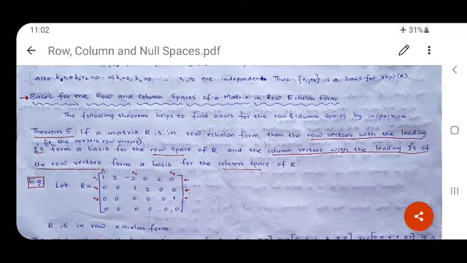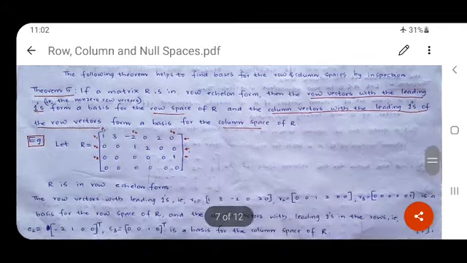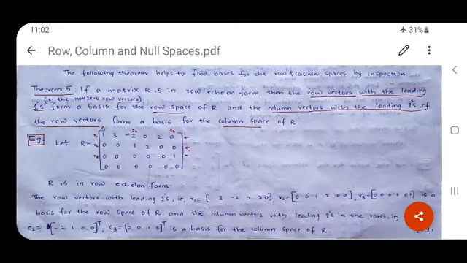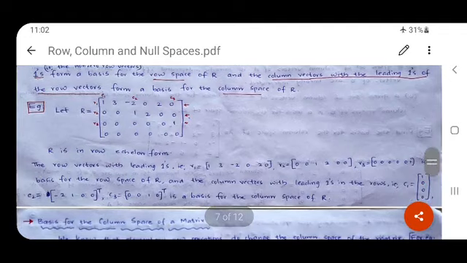So the basis for the column space of R consists of those columns whose rows have leading ones. Let us see an example. Let R equal the 4 by 6 matrix with rows 1 3 minus 2 0 2 0, 0 0 1 2 0 0, then all zeros except the last entry 1, and the last row 0. Then this is in row echelon form. The row vectors with the leading ones are the first three rows R1, R2 and R3. Therefore, they form a basis for the row space of R.